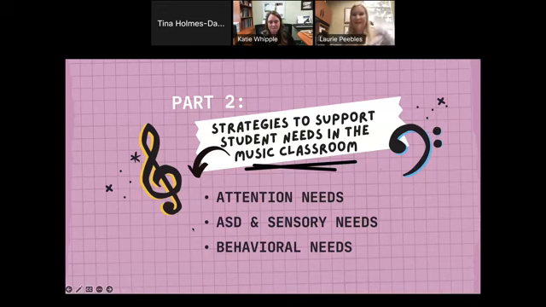All right, so now we're going to get into some actual strategies that we can use to support students' needs in the music classroom. So we've broken this down into attention needs, then we're going to get into autism and sensory needs, specifically sensory processing disorder, which we'll discuss as two typically comorbid diagnoses. And then we're going to get into the behavioral needs, as I'm sure everyone watching this presentation has dealt with that one behavior in their classroom. So we'll provide some strategies for that as well.